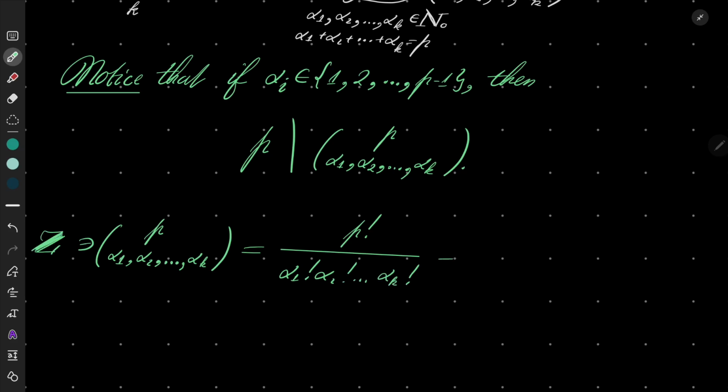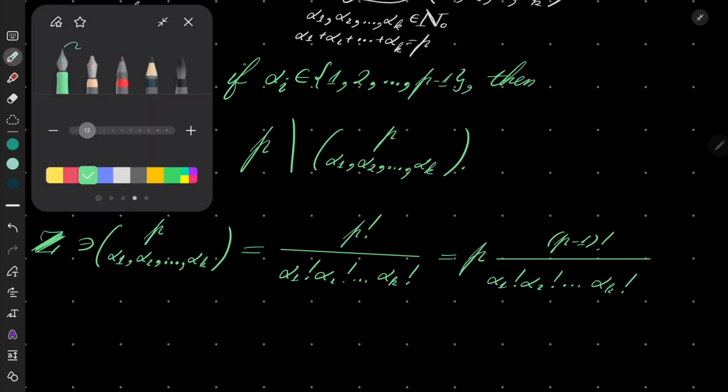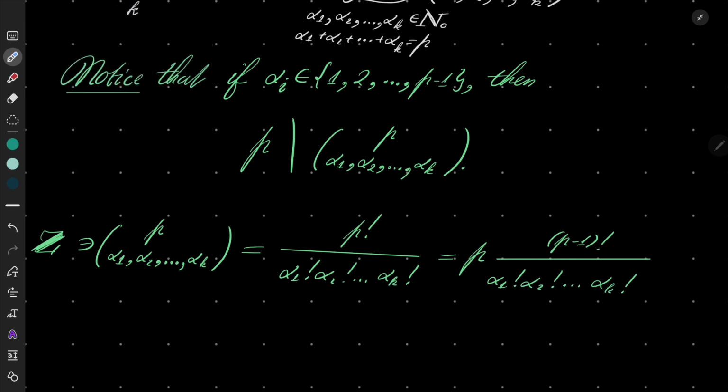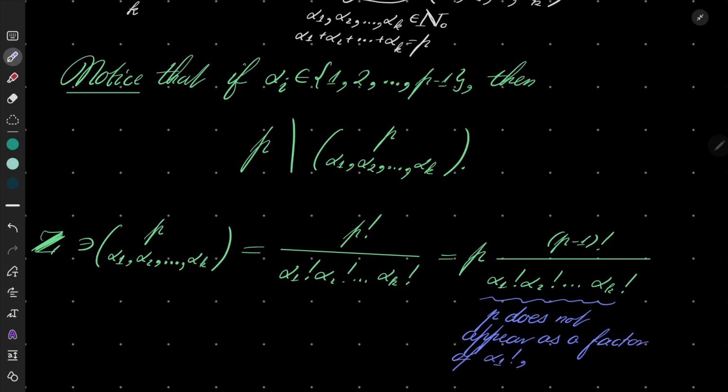And now we can write it in the following way. Notice that p can be factored out, and we have p minus 1 factorial, alpha 1 factorial, alpha 2 factorial, alpha k factorial. And notice that p, a factor of p, does not appear in any factorial in our denominator. So p does not appear as a factor of alpha 1 factorial, alpha 2 factorial, alpha k factorial. Why is that?